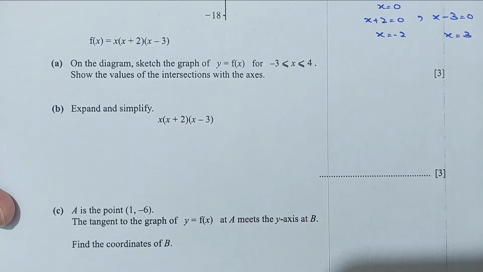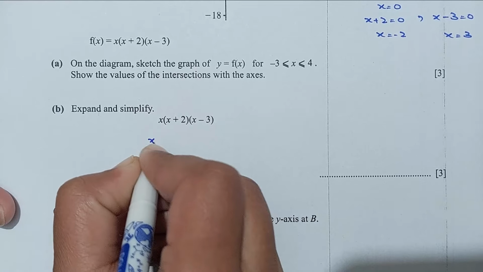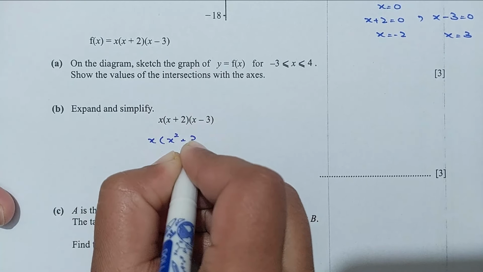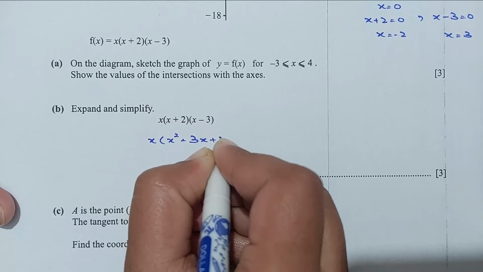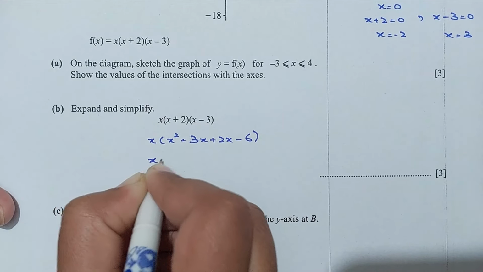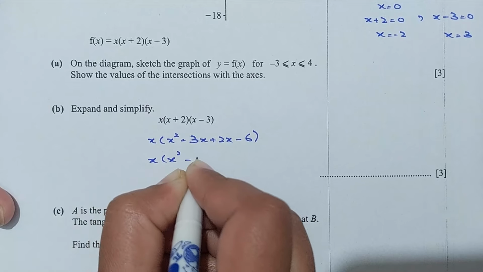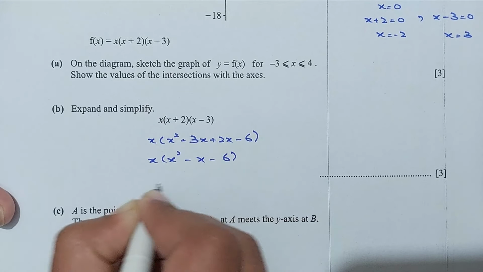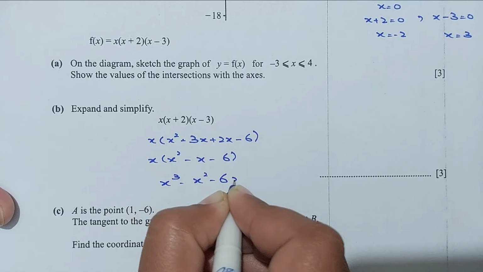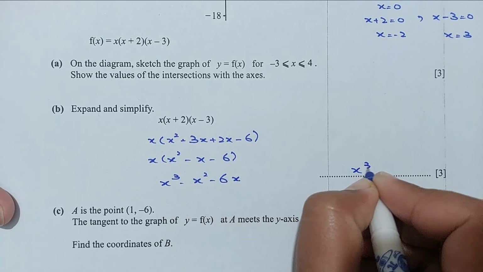Moving to part B, expand and simplify this. Okay. This is x outside. x times x, x times -3, 2x, and 2 times -3 would be -6. This is x into x square minus x minus 6. And then this is x cube minus x square minus 6x. This is the expanded form.